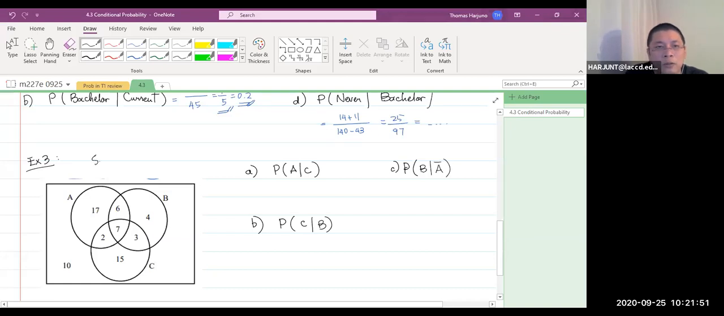Again, we select one at random from the group. In part D, the last one, probability of selecting, how about not A given not C. Okay, let me ask you to do this in 1, 2, 3, 4, 5, 6 minutes.